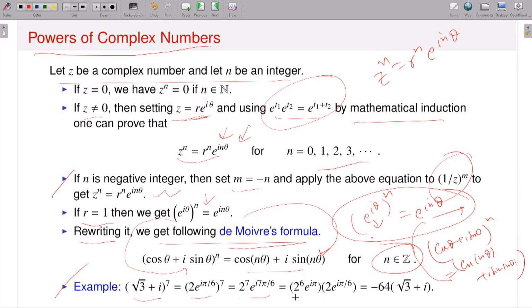So this is 2 to the power 6 times e to the i pi, then 2 times e to the power i pi by 6, using the formula e to the power t1 times e to the power t2 is equal to e to the power t1 plus t2. It turns out that this is actually minus 64 times (root 3 plus i). Okay.